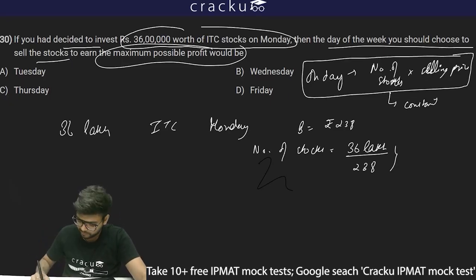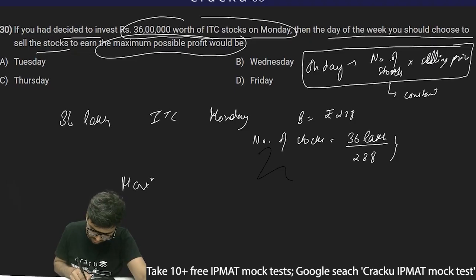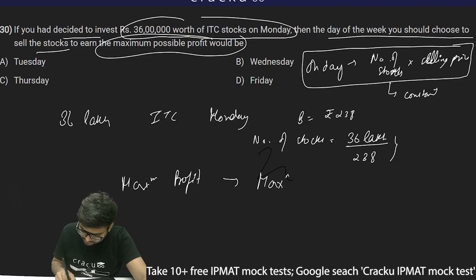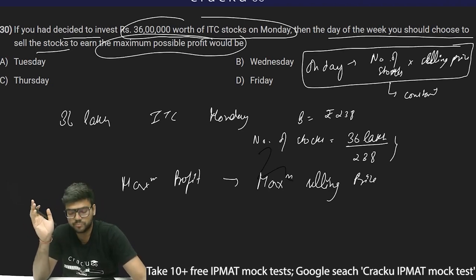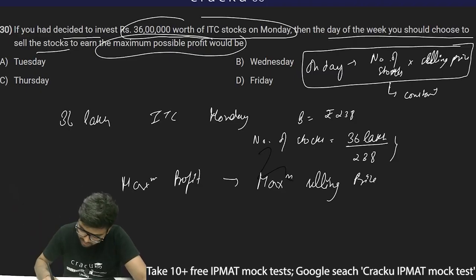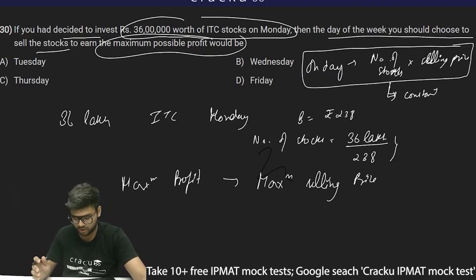Thus, if I want to maximize the profit, I need to look for the maximum selling price. I need to check on whichever day the ITC stock has the maximum selling price. That will be my answer, because the number of stocks which I bought on Monday will remain the same. The factor which is changing is at what price I am selling. So I have to check on which day among Tuesday, Wednesday, Thursday, and Friday the ITC stock price is maximum.